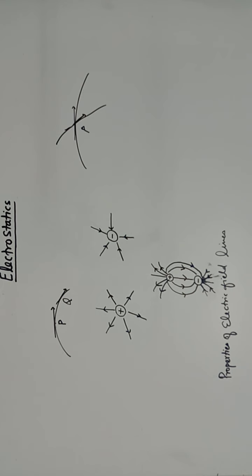Next, the electric field lines contract longitudinally on account of attraction between unlike charges. The last one is that electric field lines pass through dielectrics.